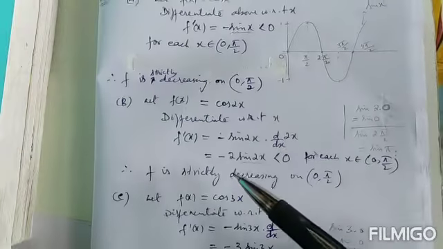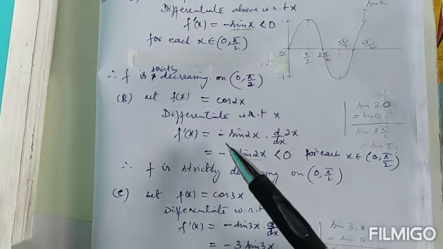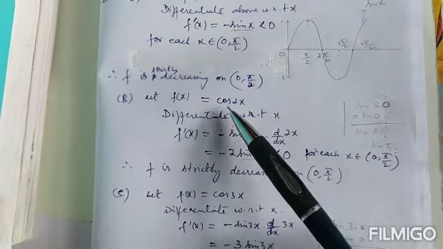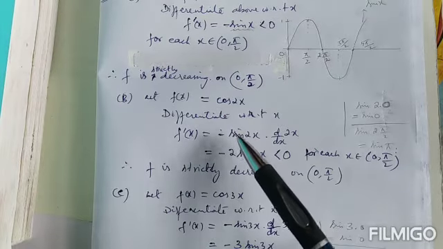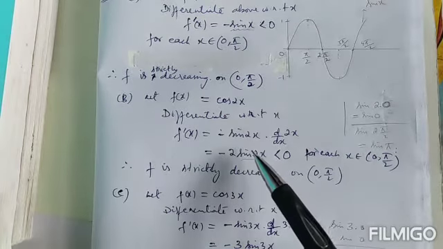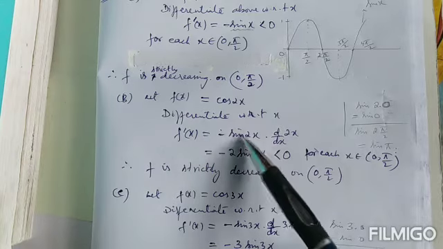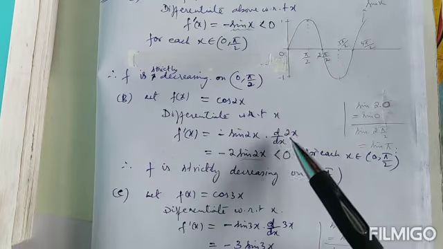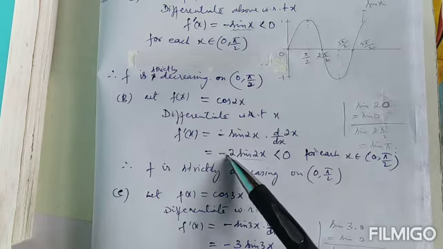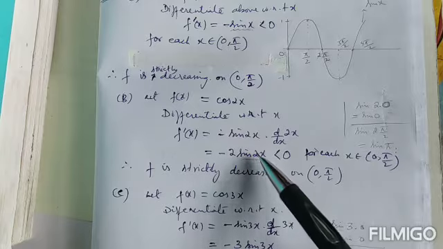Next one. Number B, f(x) equal to cos of 2x. Differentiate with respect to x, you'll have f dash x equal to minus sine 2x. Then you have to differentiate again. 2x, you'll have 2 coming out. That means you'll have minus 2 sine 2x.